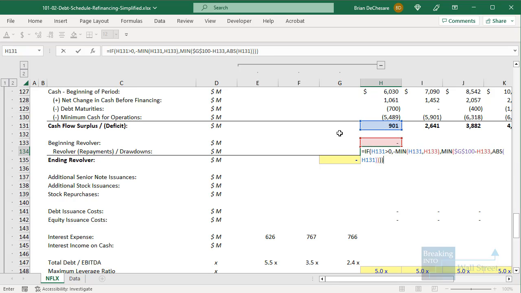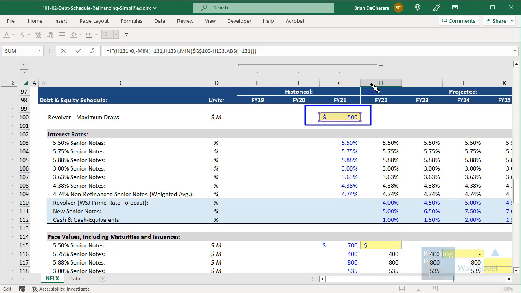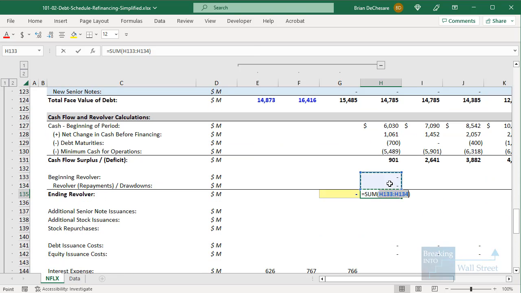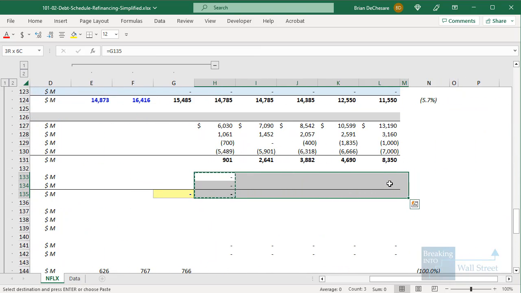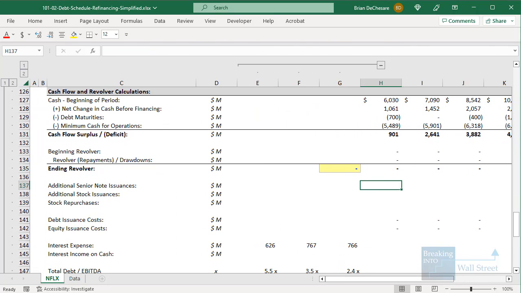surplus or deficit here. This is a rather complicated formula, and we don't really have time to explain it fully here, but essentially, we are enforcing a constraint here and saying that if we have already borrowed 200 million, then we can only borrow 300 million more because the maximum draw is 500 million. So that's that. We can add this up and then we can copy this across. So we have that. So now our revolver is set up.